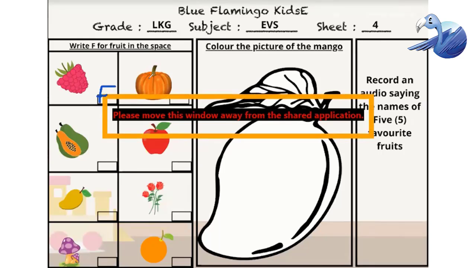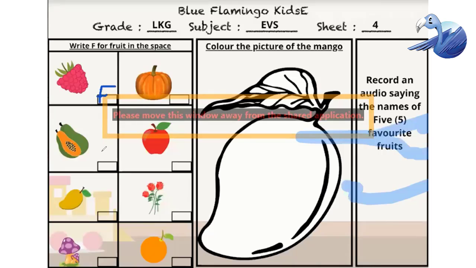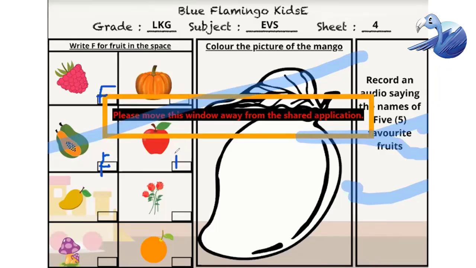Okay. Now, next is pumpkin. Pumpkin is a fruit? No. Pumpkin is a vegetable. So, we don't have to write F here. Papaya. Papaya is a fruit, no? So, we have to write F here. Okay. Now, apple. Apple is a fruit. Yeah. So, we have to write F.